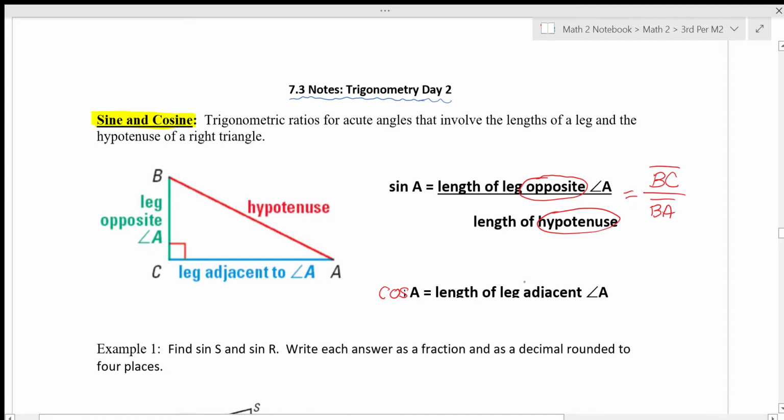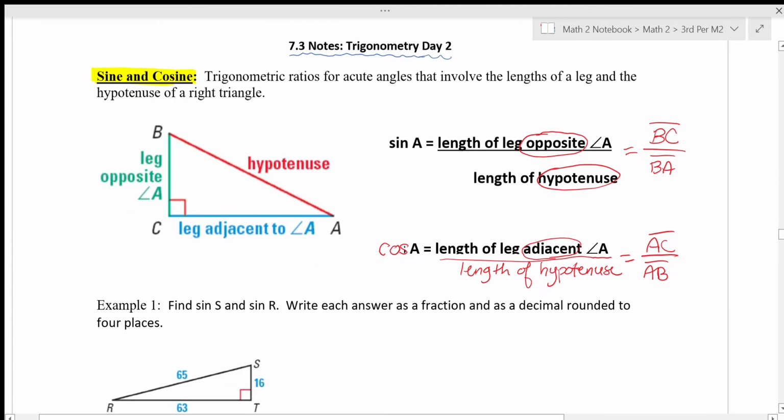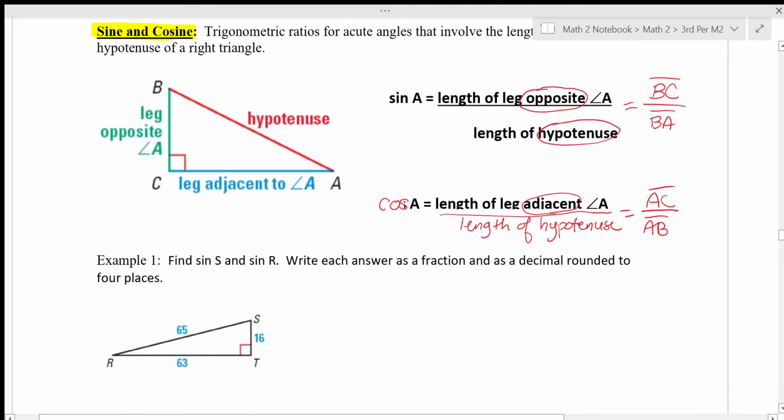Sine and cosine. Cosine, which got cut off here: sine is opposite over hypotenuse. Cosine is adjacent over hypotenuse. So under this adjacent, we write length of hypotenuse. So if we were going to do the cosine of A, that would be side AC over side AB, the adjacent over the hypotenuse. So we've just got some different ratios that we're looking at, but still using those sides that we're using for tangent.